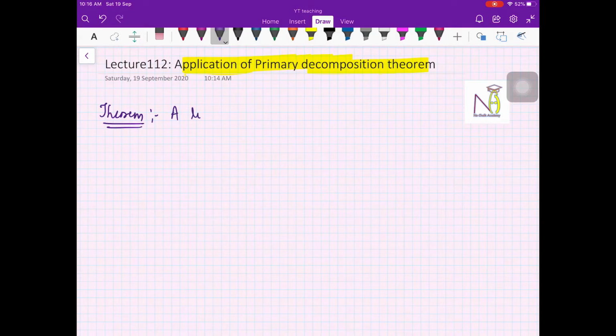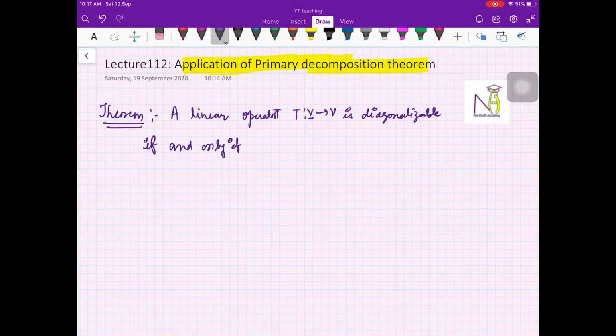So the statement is, we have already seen this theorem, that a linear operator T from V to V is diagonalizable if and only if V has a basis consisting only of the eigenvectors of T. And also this is the theorem we saw: it is diagonalizable if and only if its minimal polynomial is a product of distinct linear polynomials.